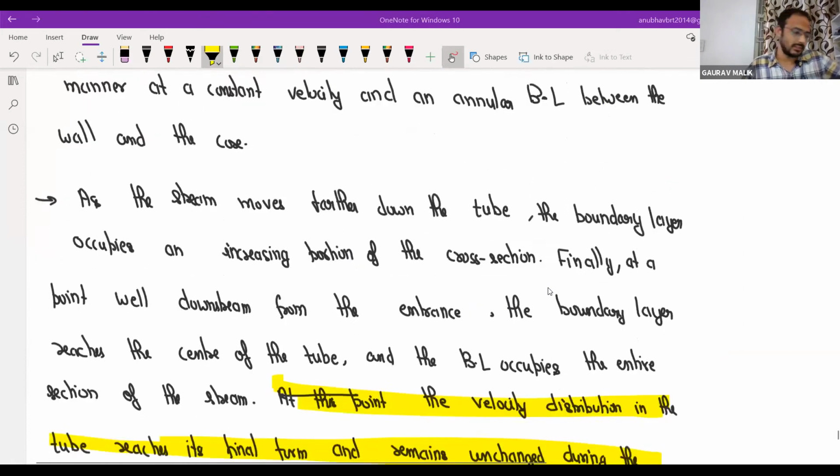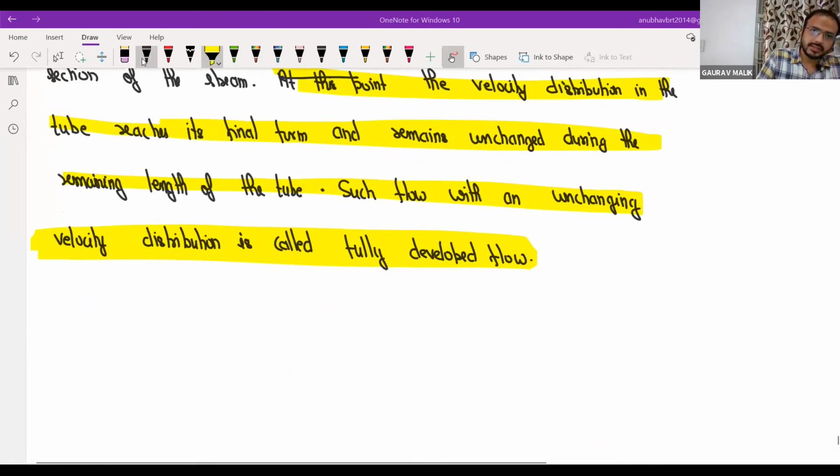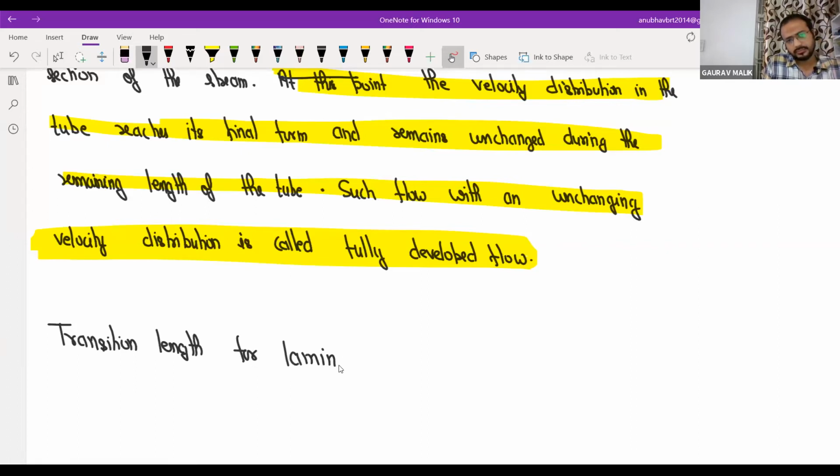Is it clear? Then next, the second last topic before this one: transition length for laminar and turbulent flow.